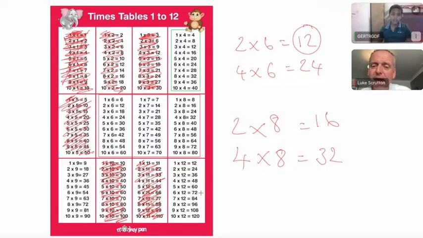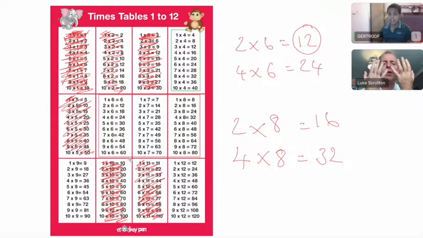So, how about the 9 times table? Is there an easy way to work out the 9 times table? If you have 9 times 2 equals 18, so we double 18. 4 times 9 is 36. Okay, you can do that. Have you ever used this method?